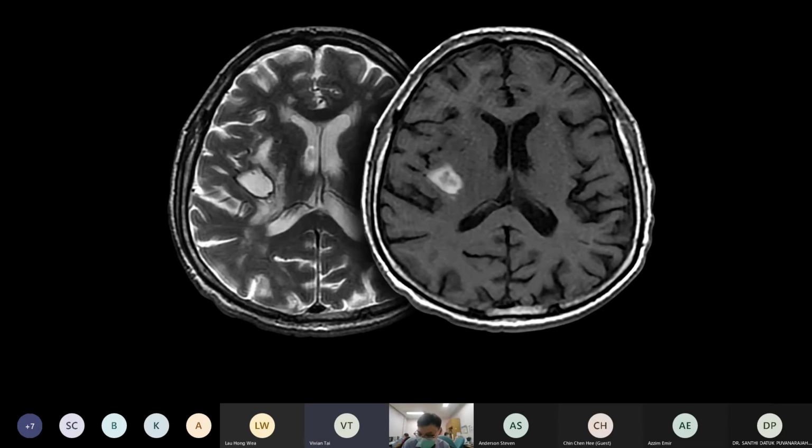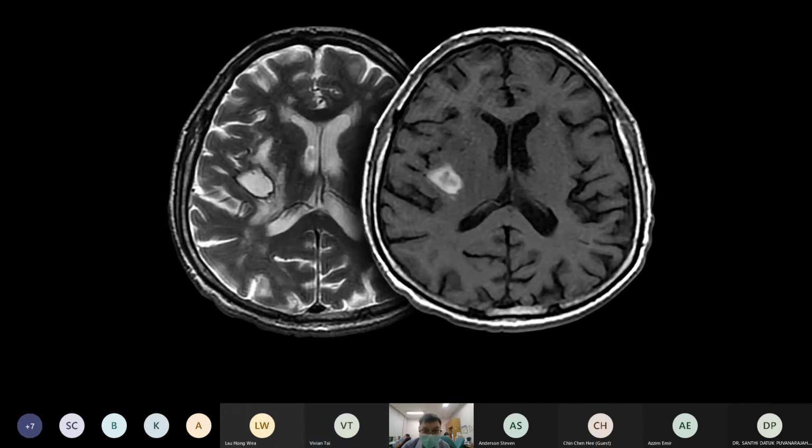So, from what you have described just now, this is a right intraparenchymal subacute bleed. Subacute bleed. Okay, good. Why do you say subacute? Because both T1 and T2 bright up, the lesion is bright in both T1 and T2. Yes, you are right. You are totally right.